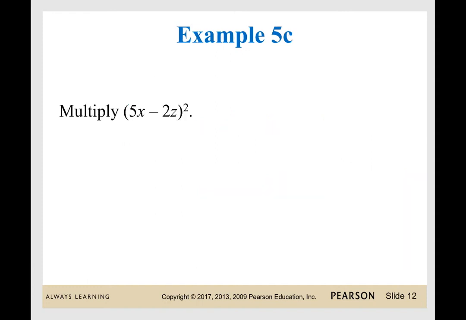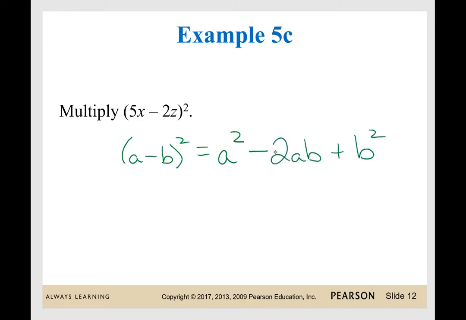All right, here's one with a subtraction sign in between. So same thing. This is a binomial, but it's a subtraction this time. So this time the pattern is going to be a squared minus 2ab plus b squared. Okay, exactly the same, except the middle term is now negative because this was a negative. And then I'm going to do it exactly the same way. Put parentheses for all your a's and your b's.